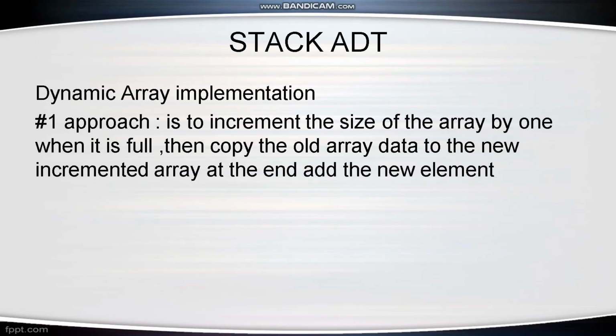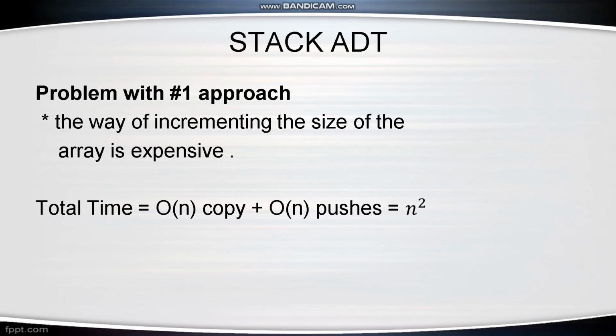The second approach to implement a stack is using a dynamic array, and it has two approaches. First we will discuss incrementing the size by 1. This approach says, when pushing an element to a full stack, we create a new array larger than the old array by 1, then copy all data from the old array to the new array. The problem with this approach is that incrementing the size of the array is expensive, because each time we push an element, we will create a new array and copy data to it. So if we have n push operations, the total time complexity will be big O of n squared.